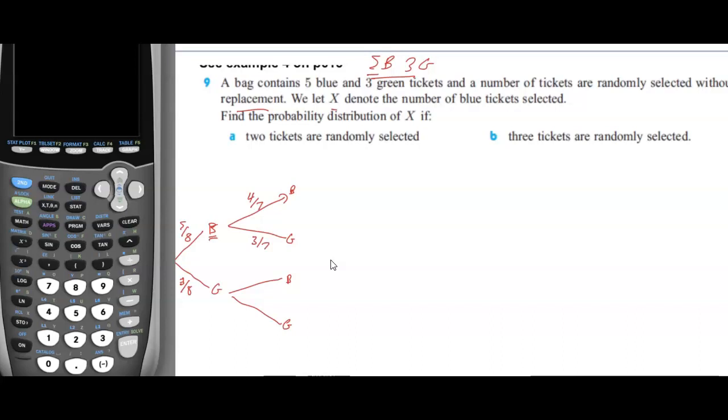The next one, it is the opposite. The probability of getting a blue on the second one, you still have 5 blues remaining, so it would be 5 out of 7, and then, of course, 2 out of 7 green. In order to get the probability of each one of these paths happening, remember you just multiply the 2 fractions together.